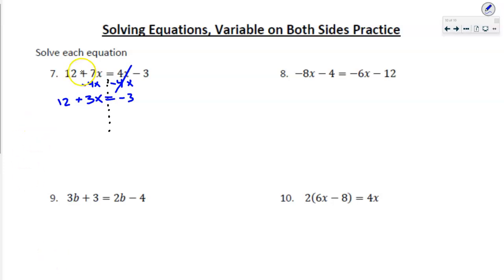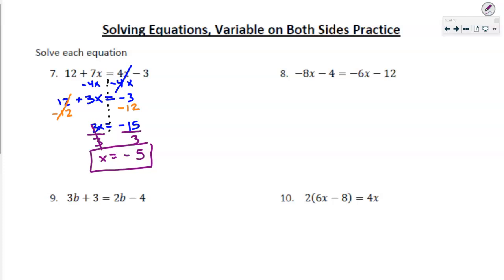Now, we could always make a flow map if we needed to. X is multiplied by 3, and then we add 12. So I can undo adding 12 by subtracting 12 and balance it by doing the same thing to the other side. This leaves me with 3x, which is equal to negative 3 minus 12 is negative 15. And now with one solving step left, I simply divide each side by 3. And I'm left with x is equal to negative 15 divided by 3 is a negative 5.